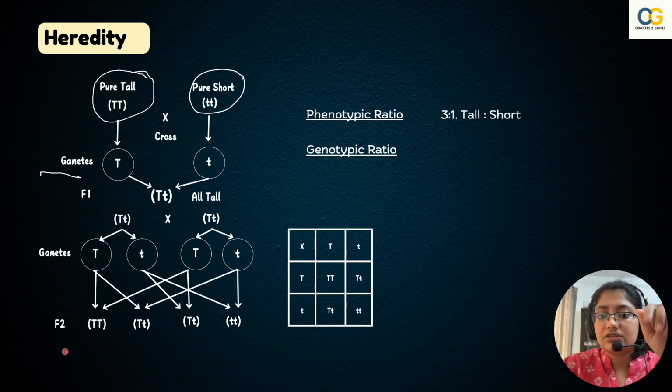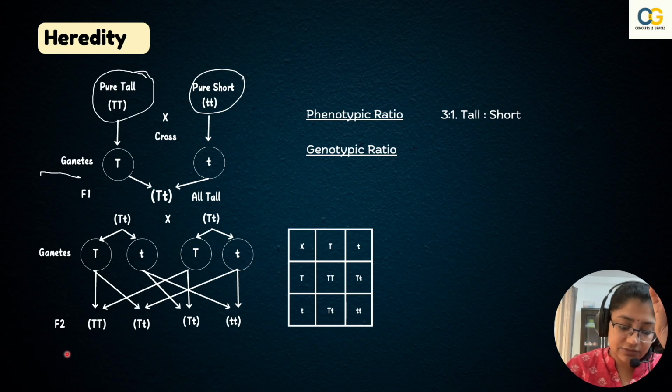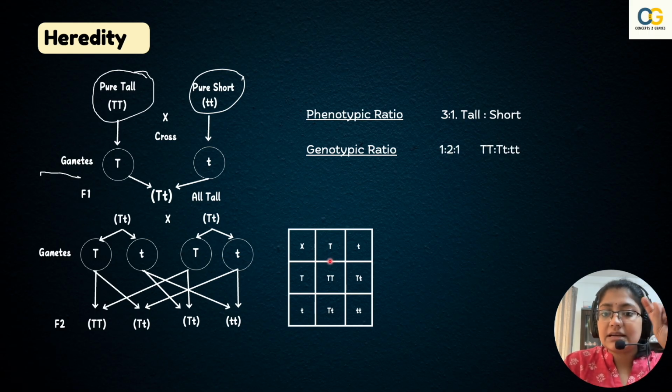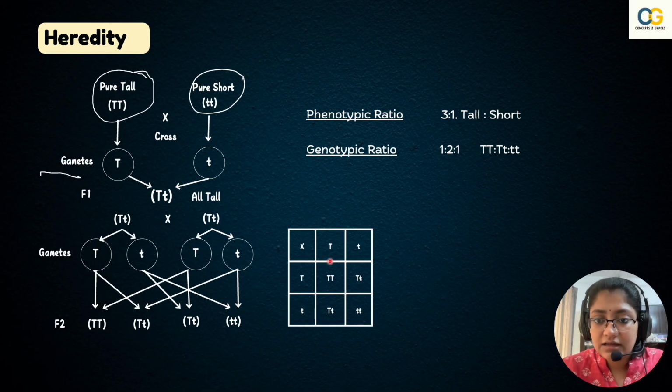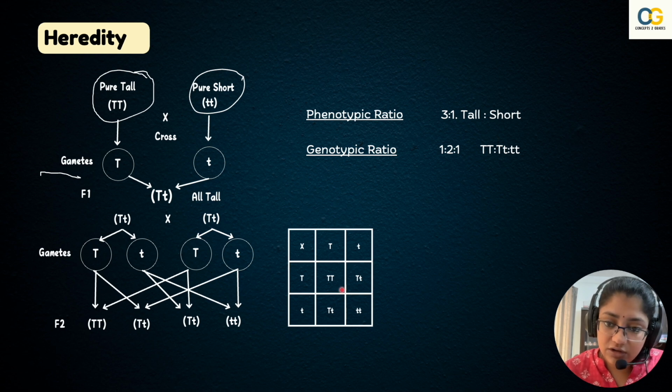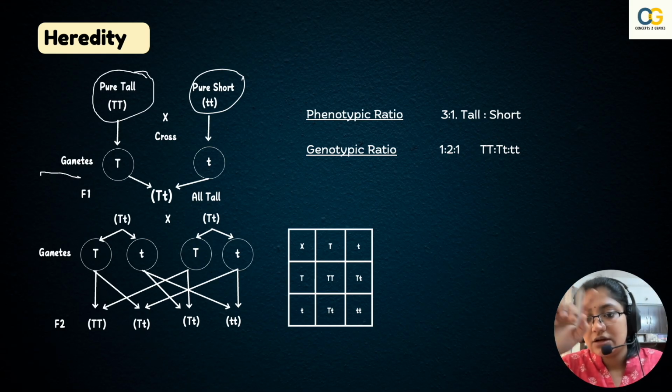So the tall ratio is 3:1. There were 3 tall plants and 1 short plant. Even if you see here, this is tall, this is tall, this is tall. So 3 tall plants and 1 short plant. Next comes the genotypic ratio. That is, in terms of genetics, how are they? So in genotypic ratio, there are 3 possible types of genes that are possible. Pure tall, mixed tall or heterogeneous tall, and a short tall. So that is 1:2:1. So 1 pure tall, 2 heterogeneous tall and 1 short plant.